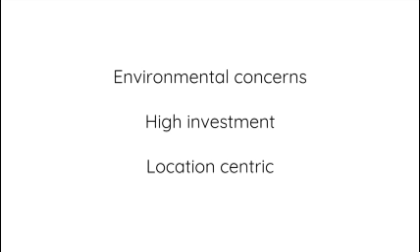Hi guys, I'm Paola and I'm going to be presenting the disadvantages of using geothermal energy. So three points I want to make are: first, the environmental concerns that using this kind of energy presents; second, the high investment required; and third, how geothermal energy is location-centric.